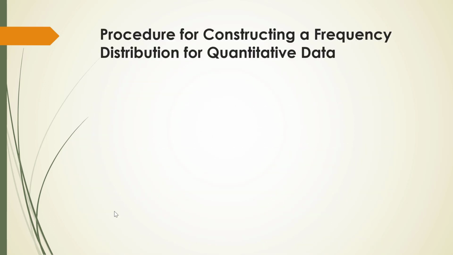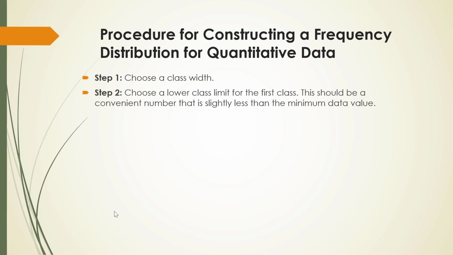The procedure for constructing a frequency distribution for quantitative data is to first choose a class width, then choose the lower class limits. For the first class, there should be a convenient number that is slightly less than the minimum data value.